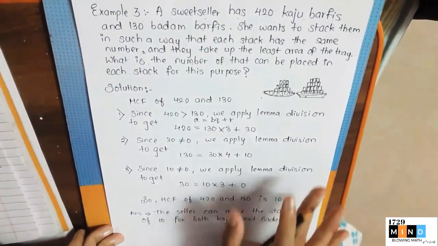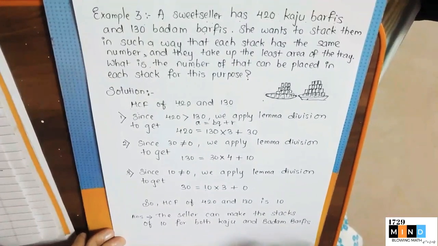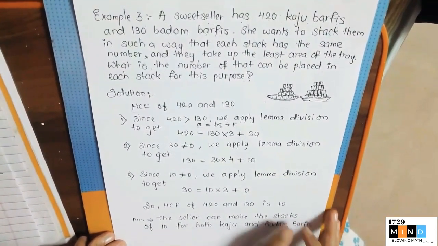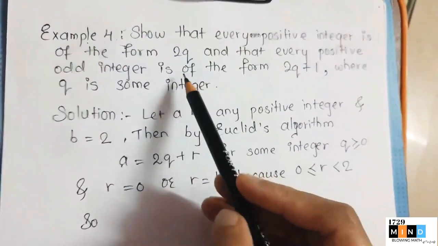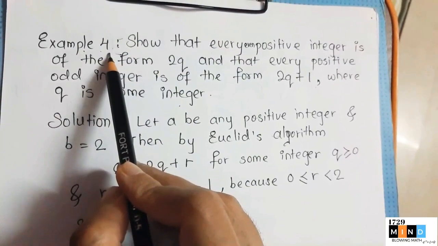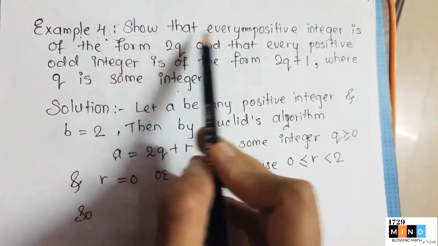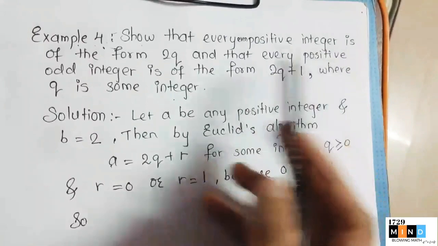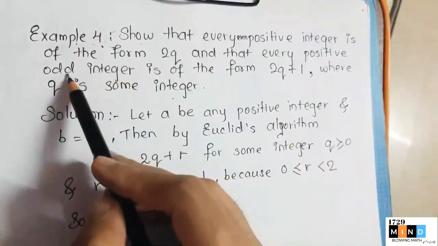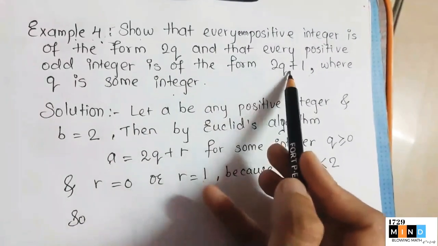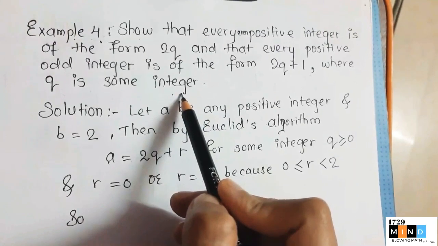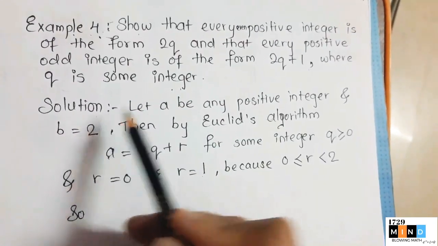I guess this example has proven Euclid's lemma division property, and I guess you have been understanding. So guys, let us move to example number 4. Here we have to show that every even positive integer is of the form 2q, and that every positive odd integer is of the form 2q plus 1, where q is some integer. Okay, so now let us see the solution.